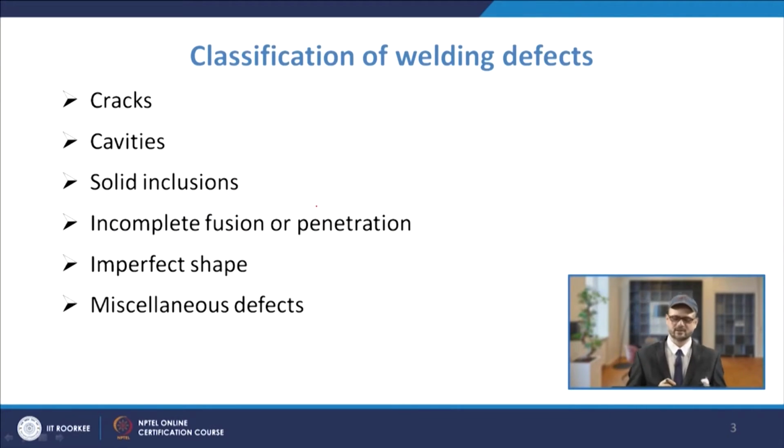That is, you have arc strike, you have excessive spatter, then you have rough surface generation, which is another kind of defect likely to come in the case of welding. And you have uneven ripples, and then you have pock marks. So, these are the defects which come under the category of miscellaneous.